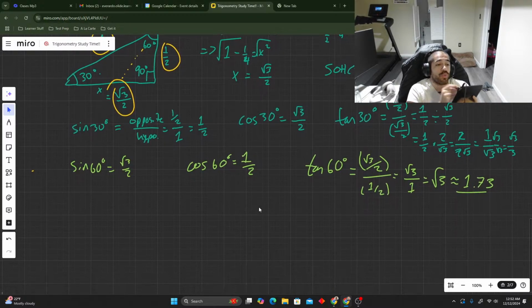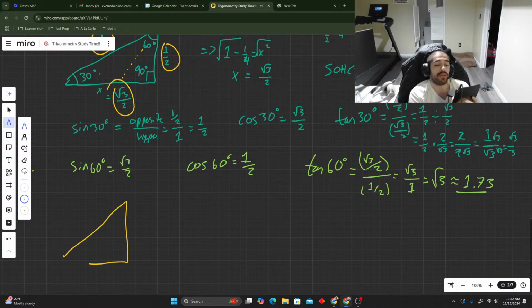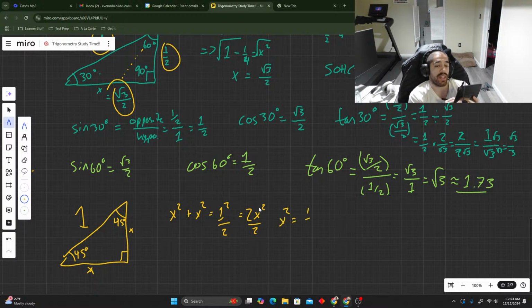Okay. There's one more triangle that's going to be fairly important as well. That one is going to be the 45, 45, 90 triangle. Again, if we make the hypotenuse 1, what's interesting is this is an isosceles right triangle, which means they have the same side length. So if we did x on both of these, if we used the Pythagorean theorem to solve this, we get x squared plus x squared is equal to 1 squared. This is 2x squared. You then divide both sides by 2. Remember that 1 squared is 1. You're left with x squared is equal to 1/2.